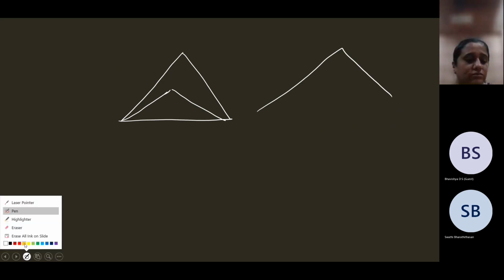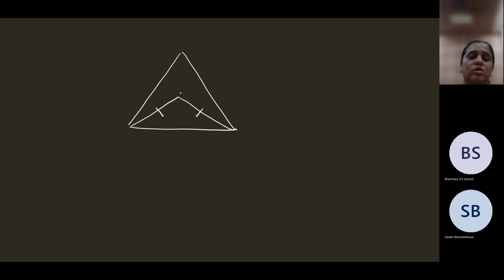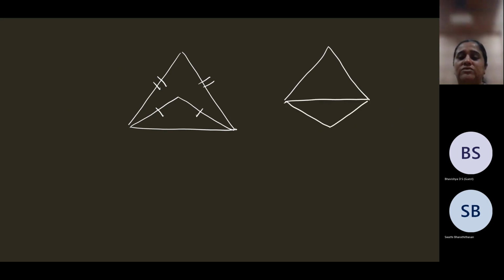Yeah, children. So here, you can also have two isosceles triangles on the same base like this. Not like this. So the two triangles must be opposite to each other like this. This side equal to this side, this side equal to this side.